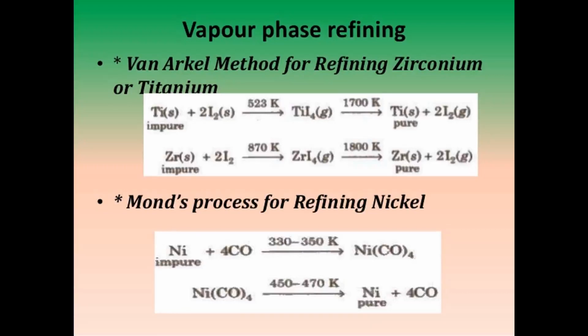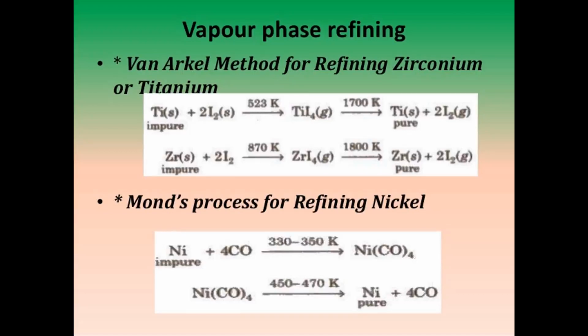It is heated in a stream of carbon monoxide at around 330 to 350 Kelvin. Impure nickel is taken, carbon monoxide is used as the reagent, and we heat it in a stream at 330 to 350 Kelvin. What happens? The nickel reacts with carbon monoxide to form highly volatile nickel tetracarbonyl. The solid impurities are left behind.